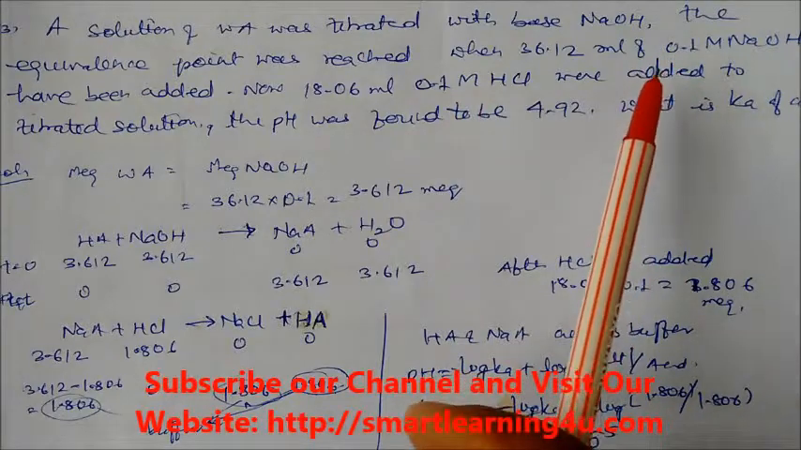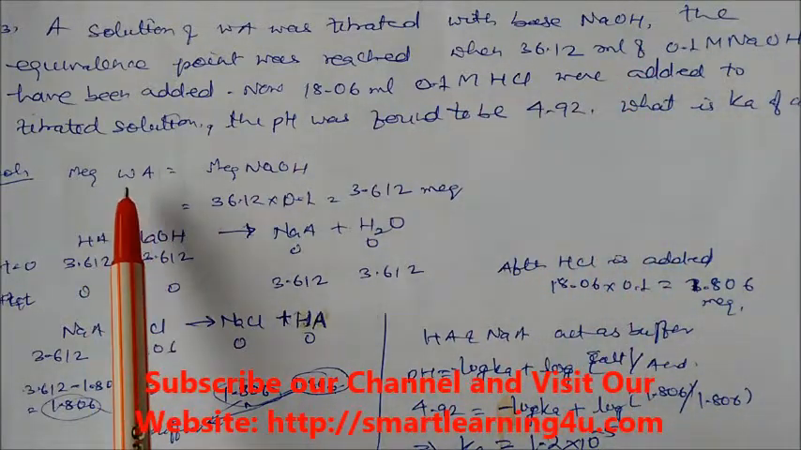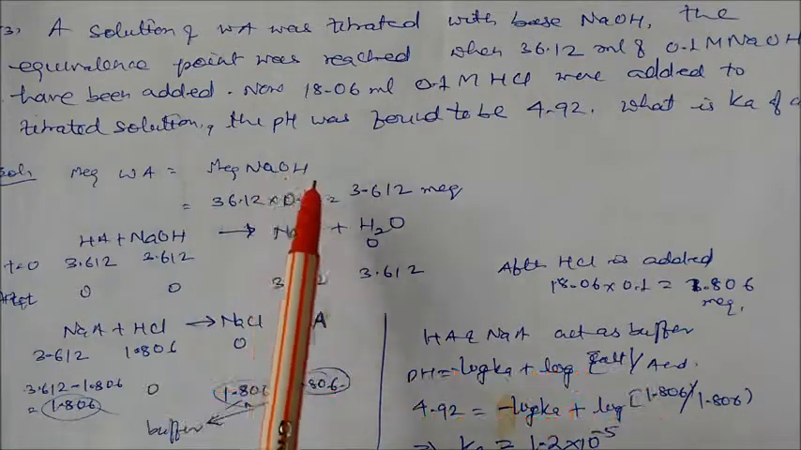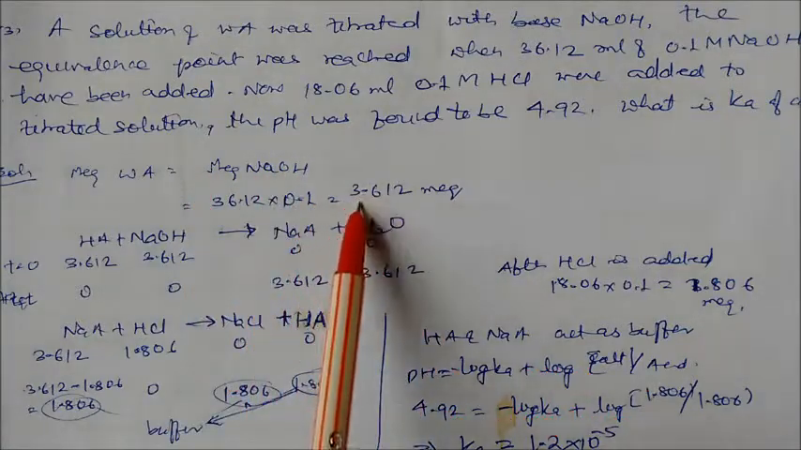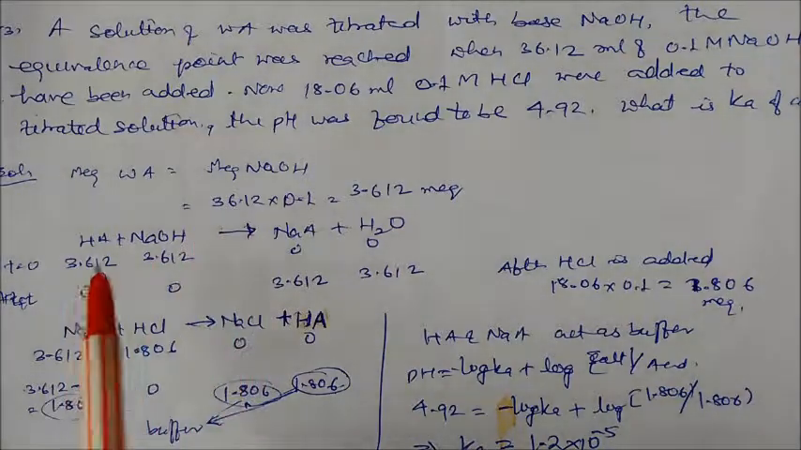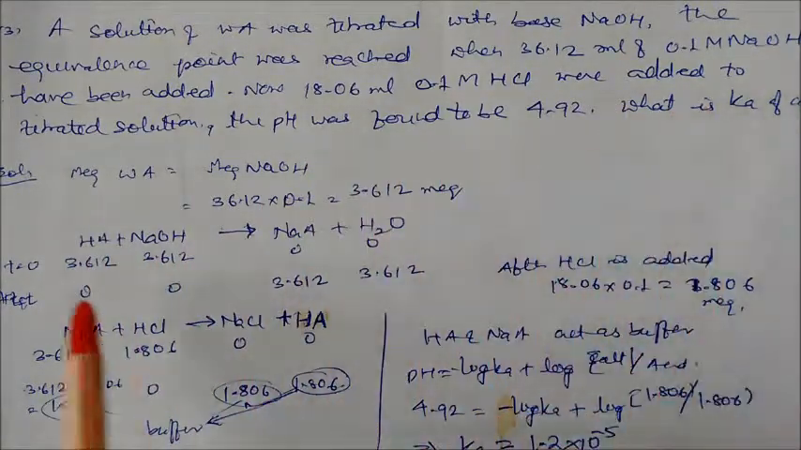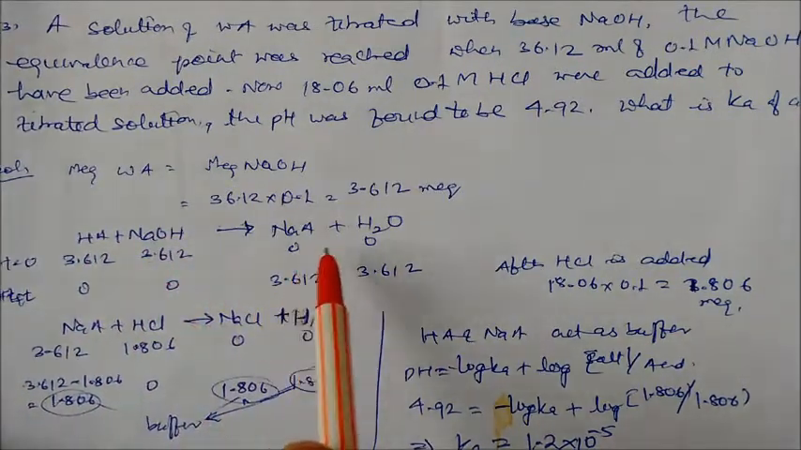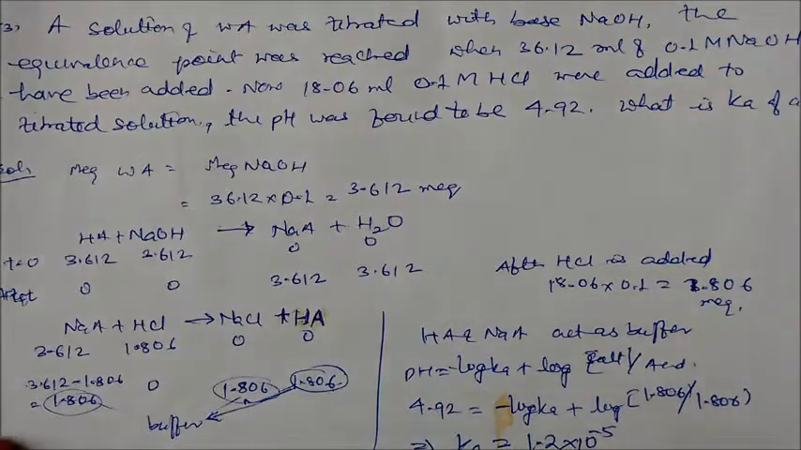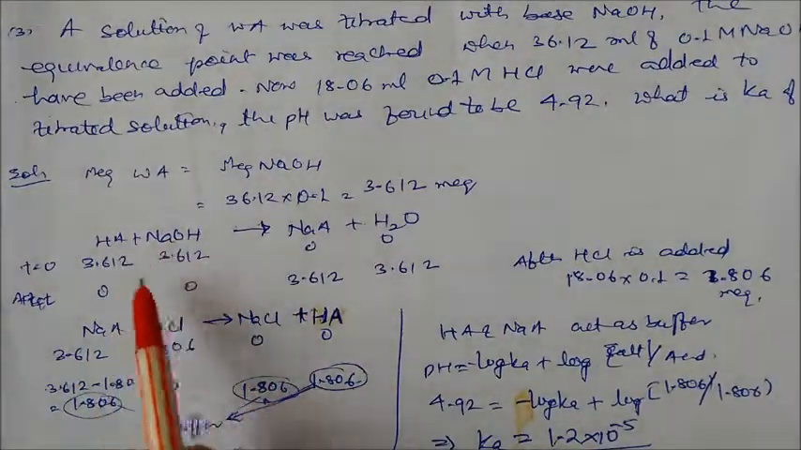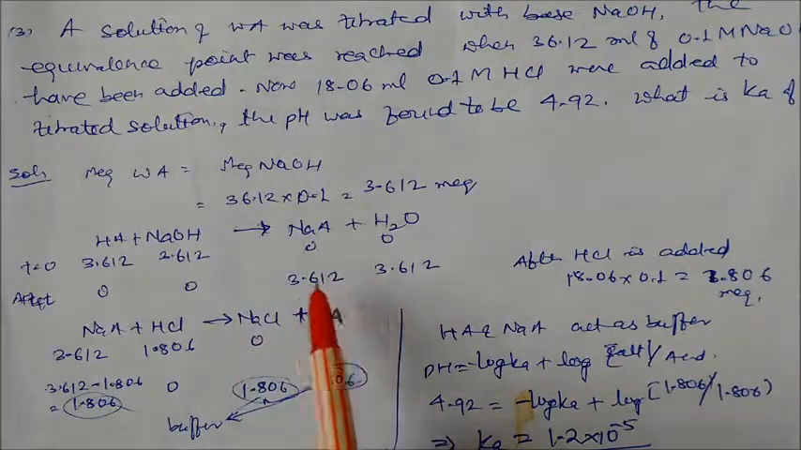On titration, what will happen? The milliequivalents of the weak acid will be equal to the milliequivalents of sodium hydroxide. We know this milliequivalent, so the same, 3.612, will be the milliequivalents of the weak acid. Now this weak acid is reacting with the sodium hydroxide, so it will give you a salt plus water. This is the milliequivalent at t equal to 0, and after the reaction this will become this much. So this is only salt plus water.